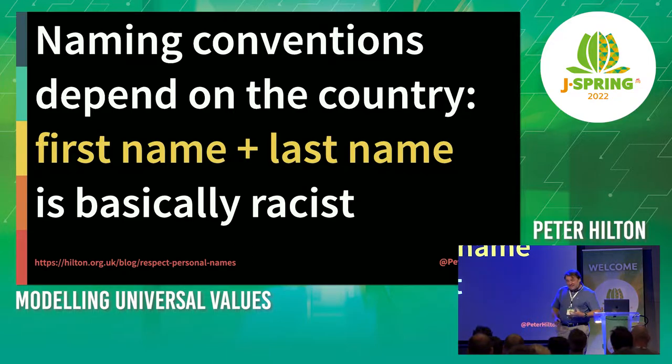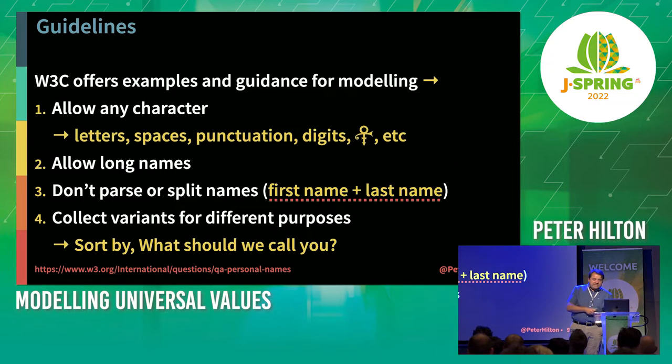This is problematic because it is very hard to get away from this. You need to interoperate with all sorts of other software that makes this same wrong assumption. What should we be doing instead? Well, what we should be doing instead is first reading the World Wide Web Consortium's guidelines that explain the error of your ways and give you some very sensible advice, which largely boils down to don't tell people that their name is invalid. Allow everything. Don't try and split things up and parse names.